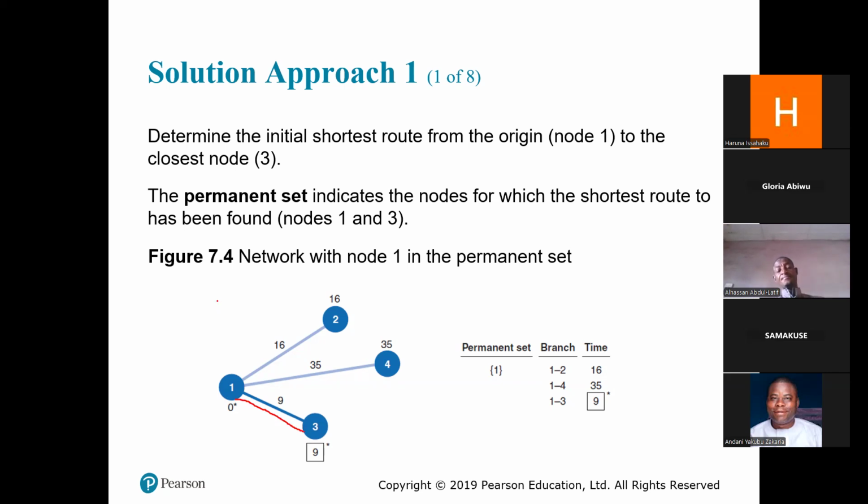To help you understand, once we start from the origin, it becomes what we call the permanent set. Before you start any analysis, it is called the permanent set, because that is where all nodes end up being connected, or where we are moving from to connect to all the nodes from the start. So this becomes the permanent set.